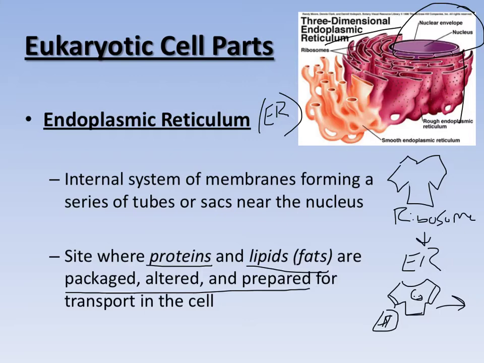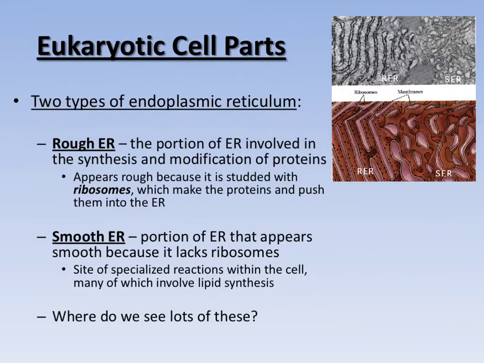The ribosomes make the proteins, or other things make lipids, and then they get processed here in the endoplasmic reticulum. So ribosome makes our product, sends it to the ER where it's going to get further processed and then move forward. There's actually two types of endoplasmic reticulum, as you might have noticed on the last picture. Some of this we call rough ER, and the other part we call smooth ER.